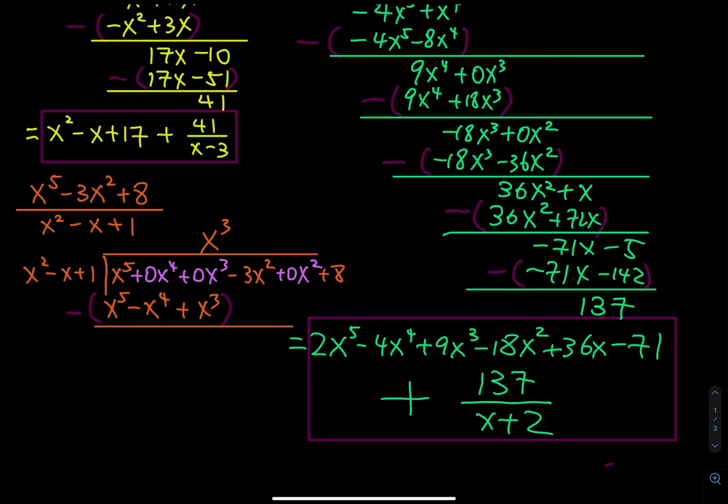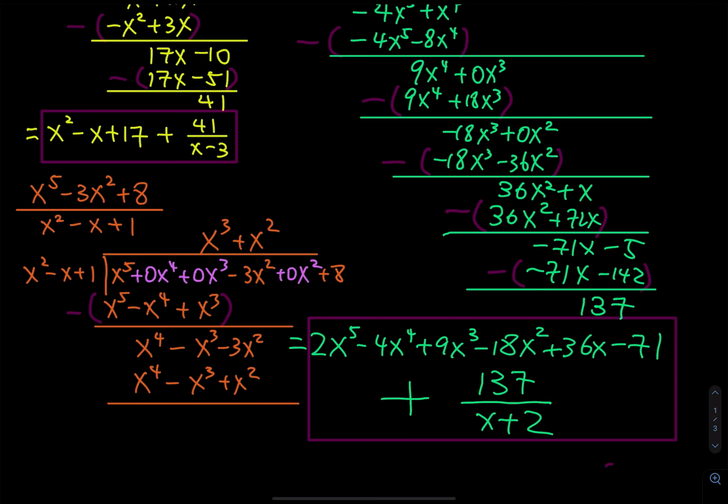What do we have? 0 minus minus 1 is equal to 1. So we have x to the fourth minus x to the third minus 3x squared. And then the next term must be plus x squared, right? Because x squared times x squared is x to the fourth, minus x to the third, and then plus x squared. All right. Draw a line. And then this is a minus, right? So minus the whole thing.